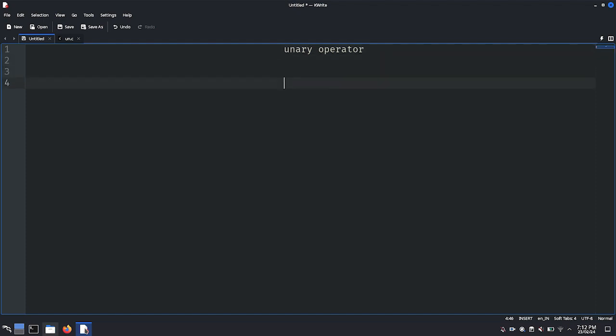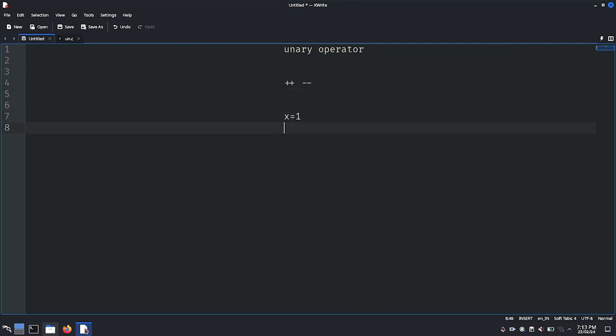So there are the plus and minus operators, and the increment and decrement operators. Increment means adding one, plus plus a, and decrement means minus minus a. For example, let x equal 1.